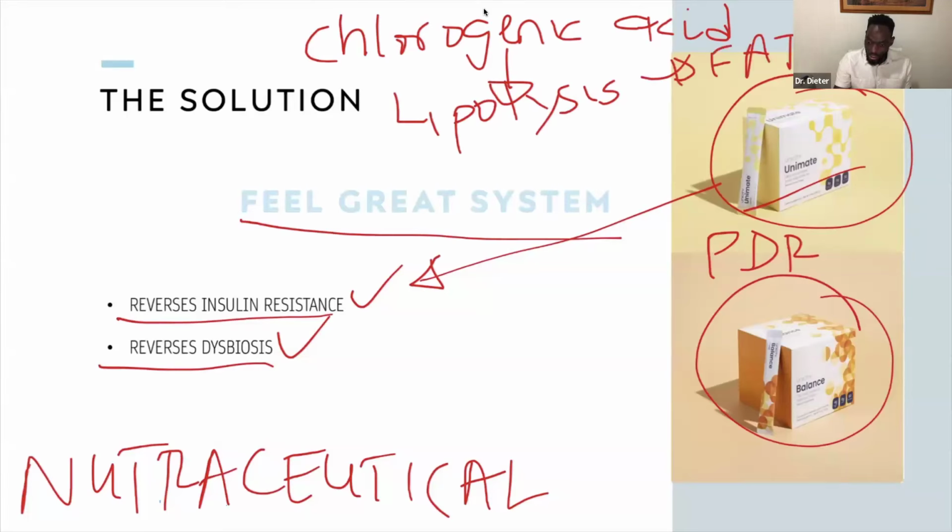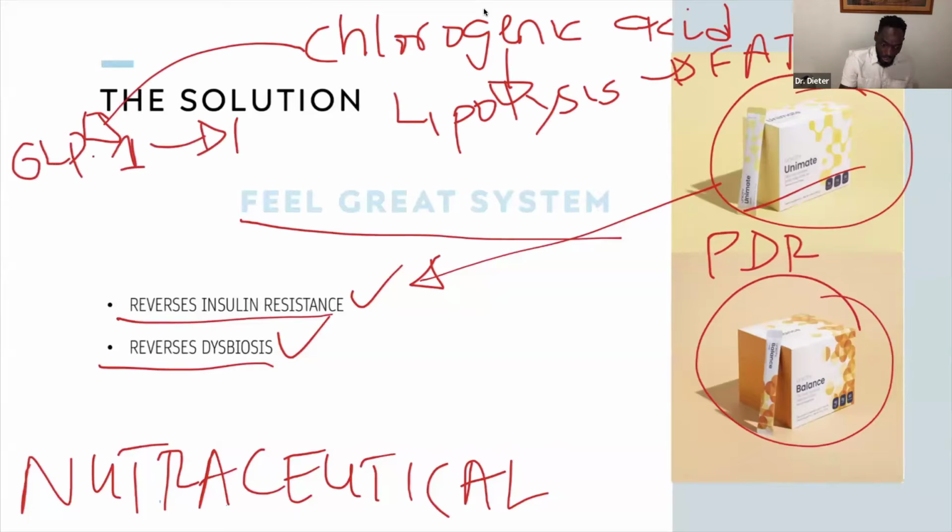The other thing that chlorogenic acid does, it has an inherent property of stimulating GLP-1s, and helps to quiet the hunger center of the brain, so it can help you to fast. We're trying to use the science of intermittent fasting and fiber supplementation to reverse insulin resistance.